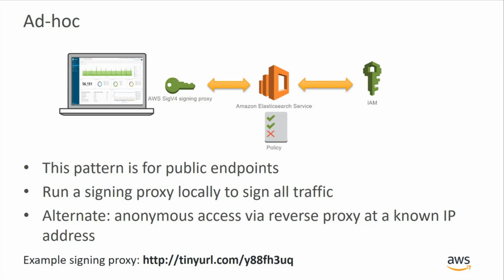IAM in this case is the main method for providing authentication and access control. I have on the bottom there an example signing proxy. This is provided as is with no guarantees. I have used this one and it has worked for me in the past. It's pretty convenient. You drop it onto your laptop, pop open your browser and go to localhost 9200, and you're then talking to your domain. I'll leave that for 1 second if you want to copy it down. And we will be sending out the slides.